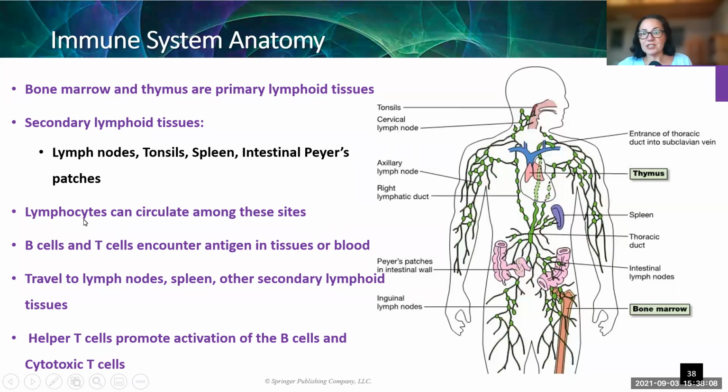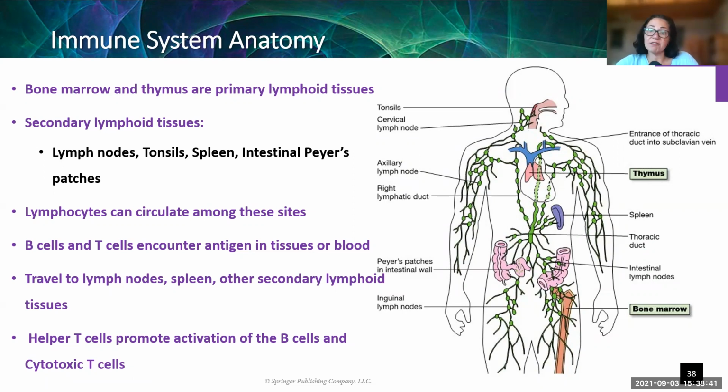All right, so lymphocytes are the cells of the adaptive immunity. They can move around all these different locations. The B cells and the T cells can encounter the antigens either out in the tissues or in the bloodstream. They travel through the lymph nodes and the spleen. The macrophages and the dendritic cells also go to lymph nodes. These are like meetup locations, and they present their antigen.